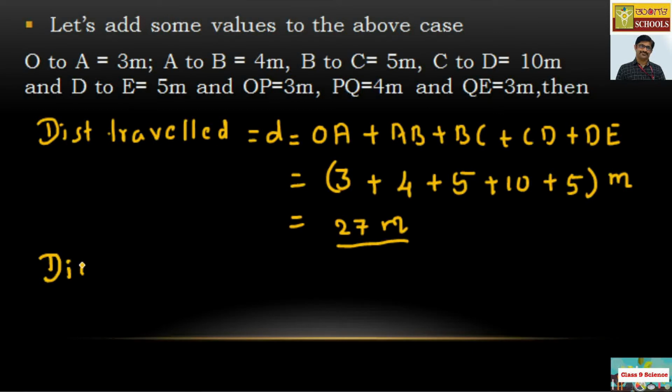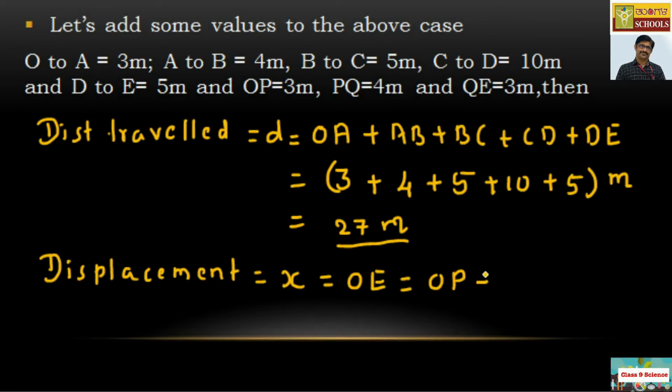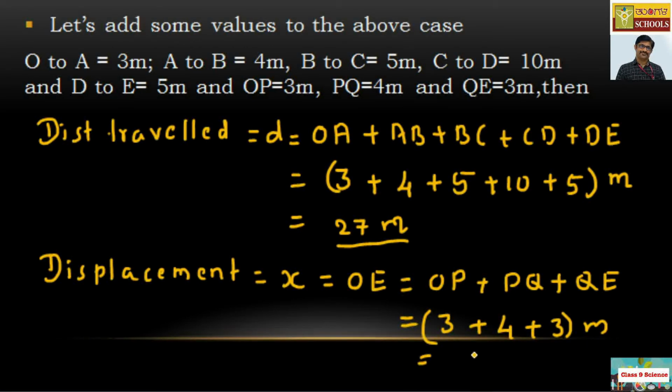Similarly, the displacement is taken as x here, which is equal to simply OE. OE is equal to how much? OE is equal to OP plus PQ plus QE. So again the values are taken over here. O to P is 3 meter plus 4 meter plus 3 meter, and hence the displacement of the honeybee is equal to 10 meter. 3 plus 4 is 7, 7 plus 3 is 10 meter. Hence the distance traveled by the honeybee is 27 meter and the displacement of the honeybee is 10 meter. I hope you followed this illustration cleanly.